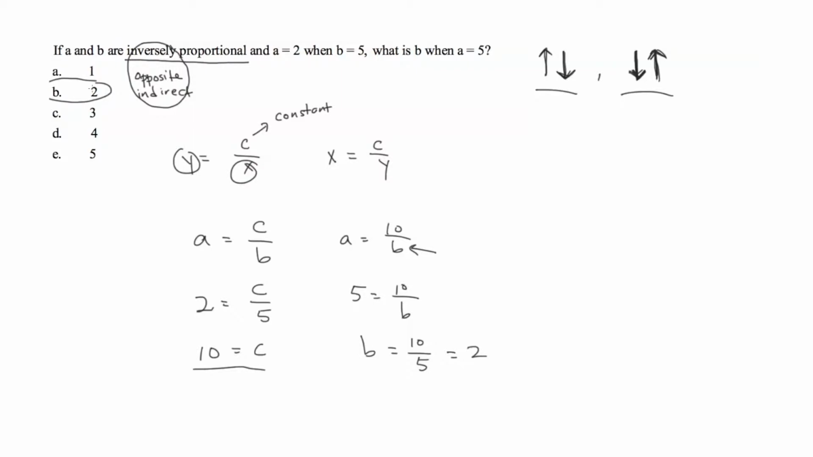So make sure you memorize these two equations. Whatever constant you get, it's usually what you're going to solve for, and then you reuse that same constant in the same exact equation using the new numbers they give you and solve for either a or b.